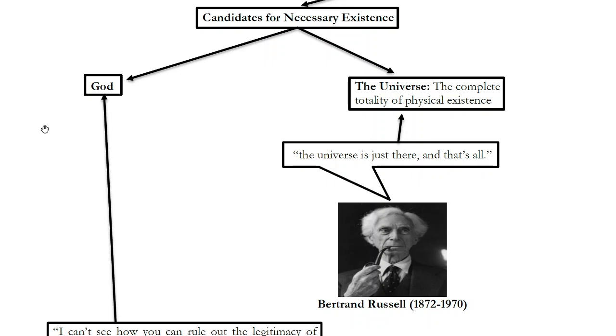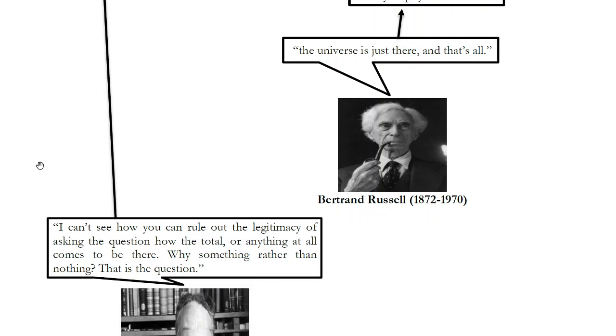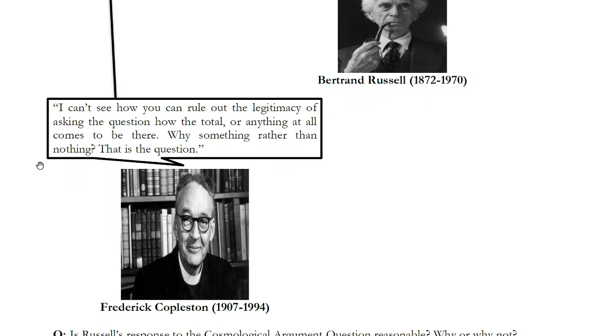So that's one perspective. But the person he was arguing with, Frederick Copleston, said, Bertrand Russell is simply not taking the question of why there's something rather than nothing seriously. He says, we have to think that something like God must be the candidate for necessary existence. The candidate for something that's uncaused, eternal, and indestructible. Here's what Copleston says. He says, I can't see how you can rule out the legitimacy of asking the question how the total or anything at all comes to be. Why something rather than nothing? That is the question.